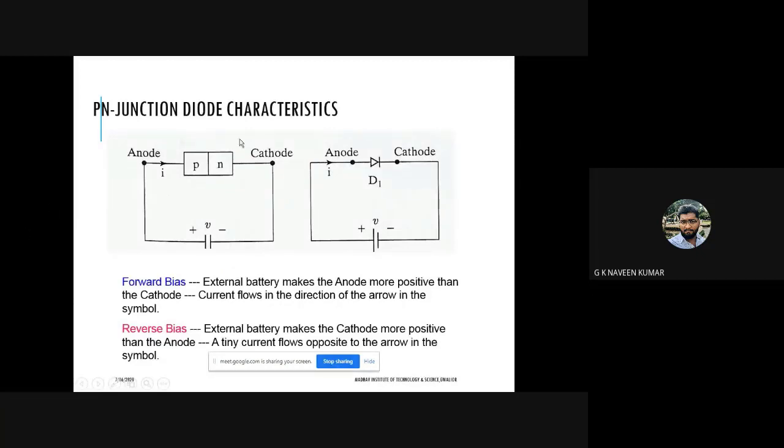And coming to here, I will just forward this fast. What is this? What you are seeing on the screen is a PN junction diode. How many conditions are there? Forward bias as well as reverse bias. What is forward bias? What is reverse bias?